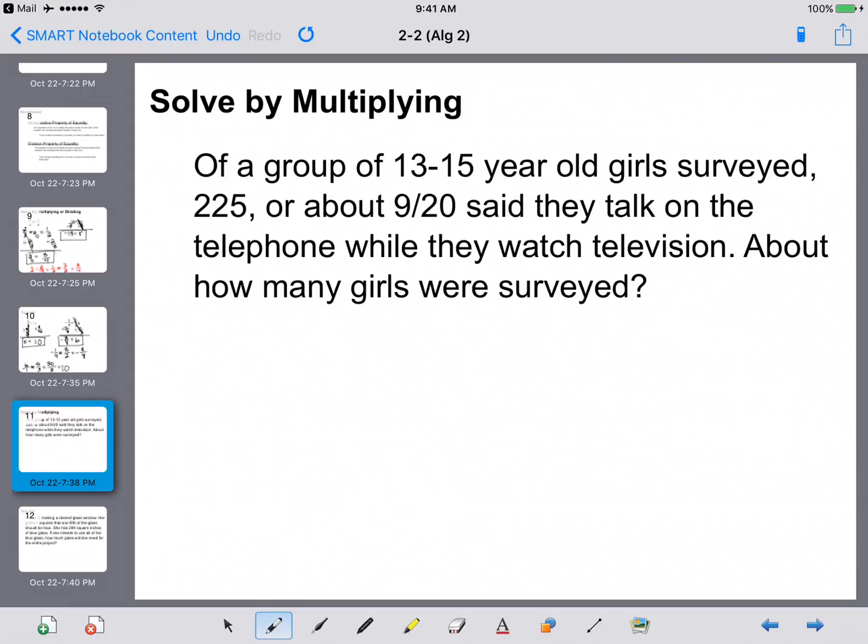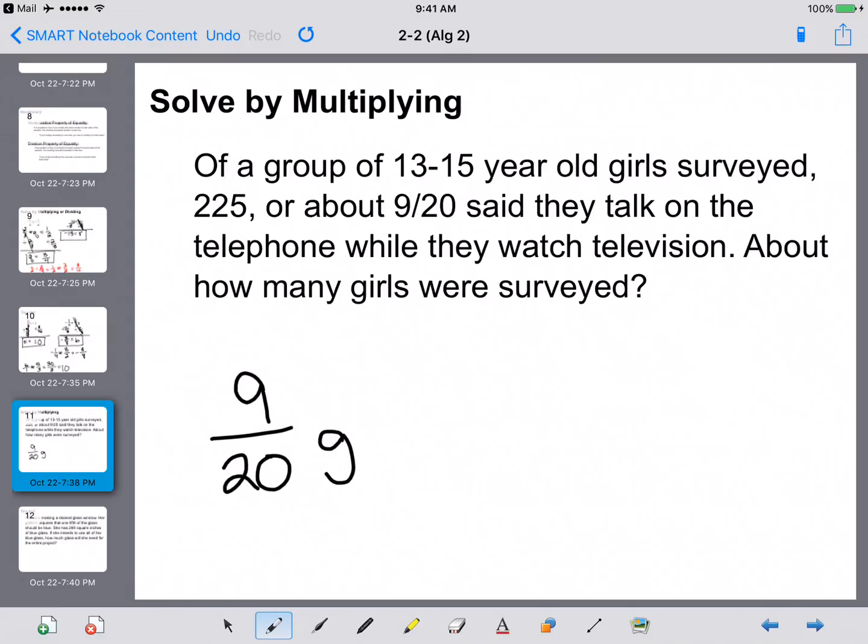Now we need to solve by multiplying. So it says of a group of 13 to 15-year-old girls surveyed, 225, or about 9/20, said they talk on the telephone while they watch TV. We want to know how many girls were surveyed. So 9/20 of all of the girls. So that means 9/20 is just a portion of however many girls there were.